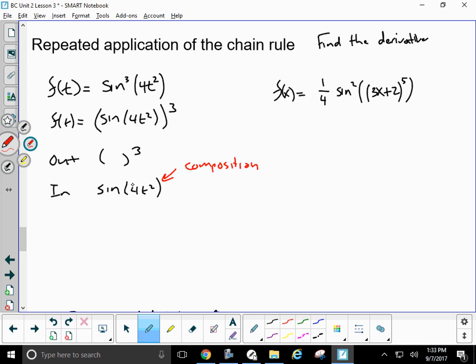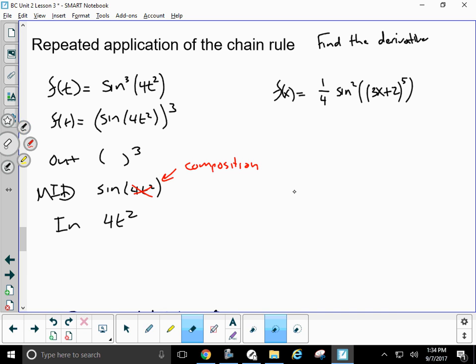So actually, I'm going to say I have an outside, a middle, and then an inside of the 4t squared. So I actually have a composition of 3 functions. So we work outside to inside. Now, just like we did with 2 functions, we're going to do it with 3 functions.